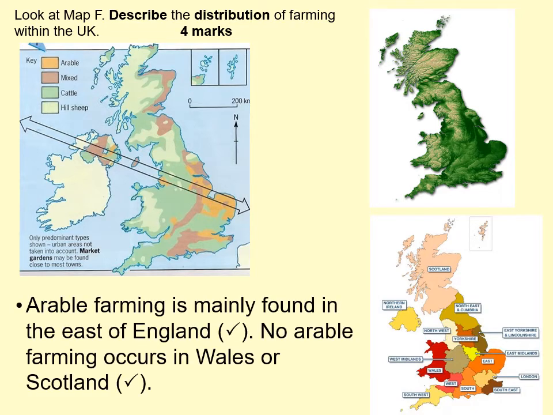And here I have my first point that I am giving. Well, actually 2 marks here. So first sentence, arable farming is mainly found in the east of England. Tick, I get a mark for that. No arable farming occurs in Wales or Scotland. Second tick, I've said where arable farming is found and where it is not found, and I've gained 2 marks there.